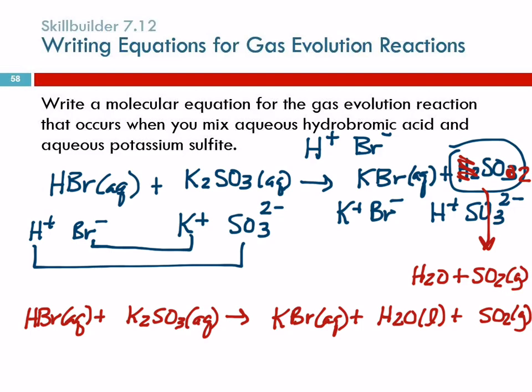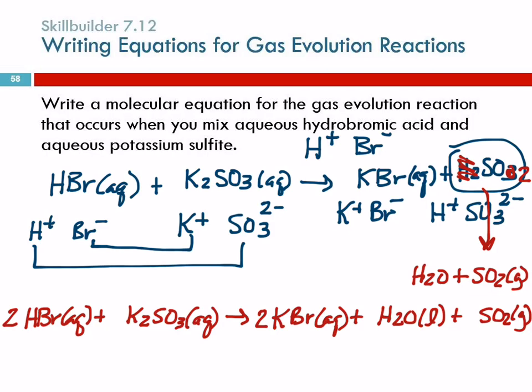Is this equation balanced? No. What jumps out at you as not being balanced? Potassium. So I've got 2 potassiums here and I only have 1 there. So I need to put a 2 in front of KBr. 2 potassiums, 2 potassiums. Then we might want to check the bromine. So here's 2 bromines. Over here, there's only 1. So I need to put a 2 in front of that.